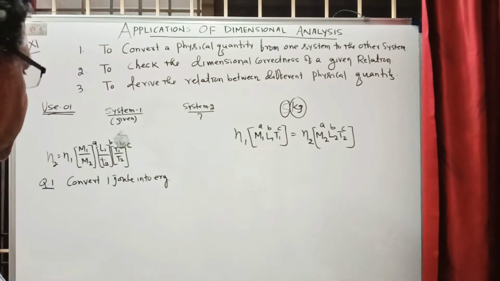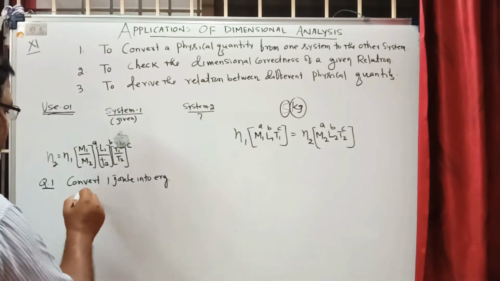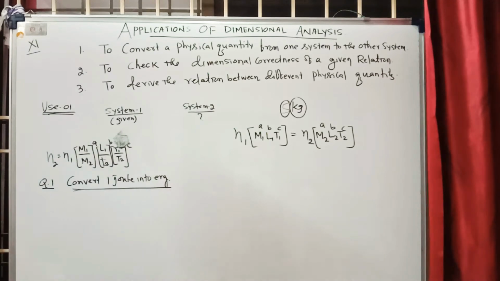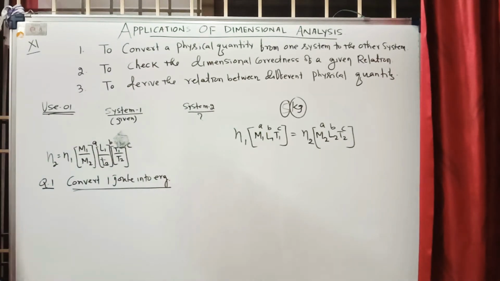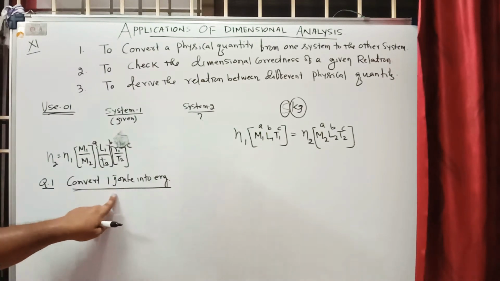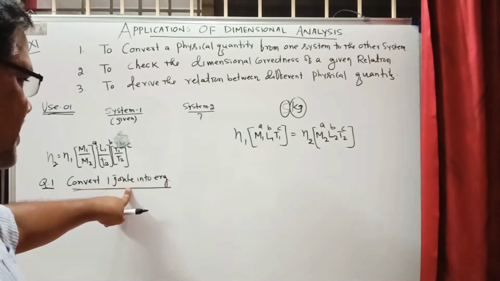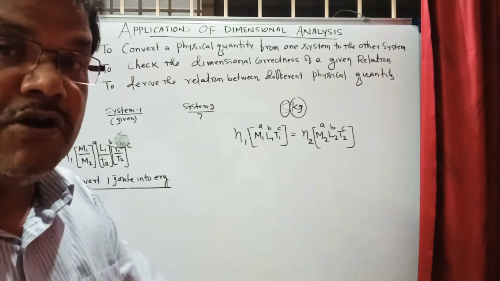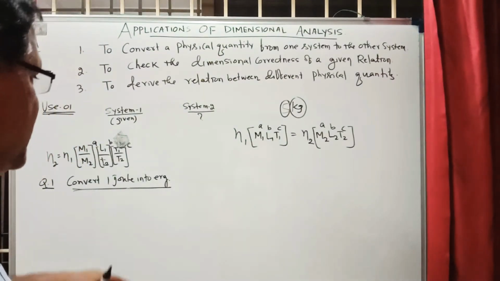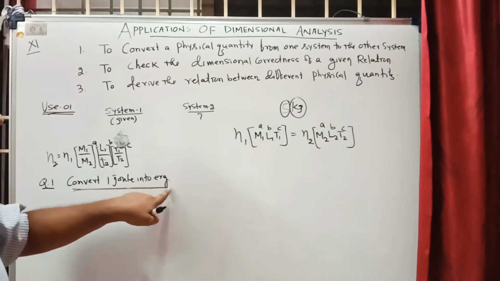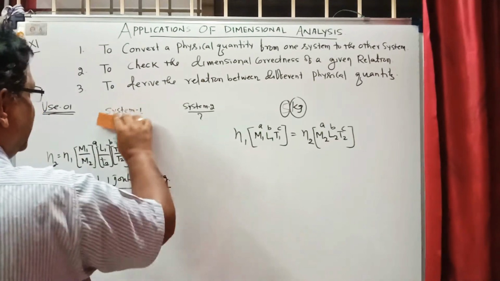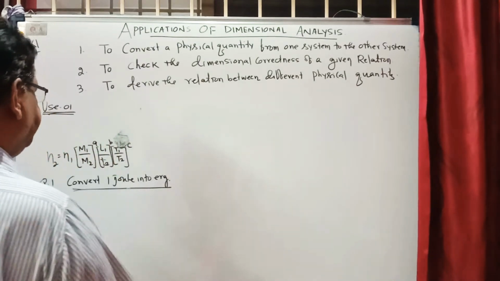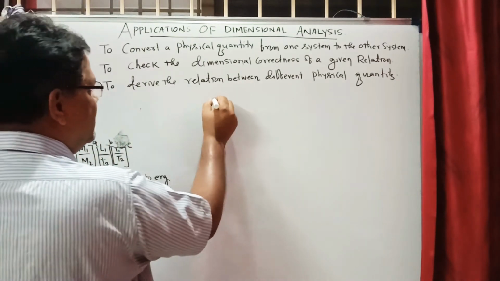Suppose, for example, convert 1 joule of work into erg. In the MK system it is given as 1 joule, and in the CGS system you have to find out how many ergs there will be. Joule is in one system and erg will be in the other system. So here we can do it like that.